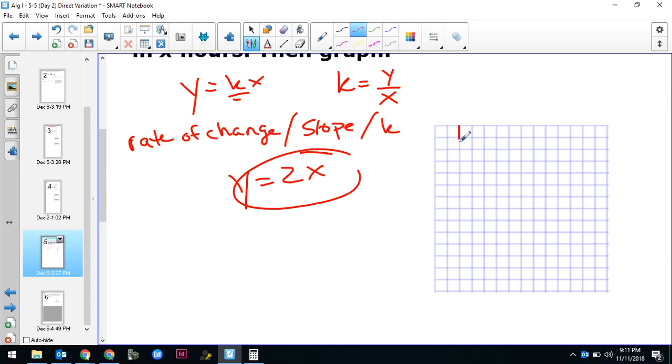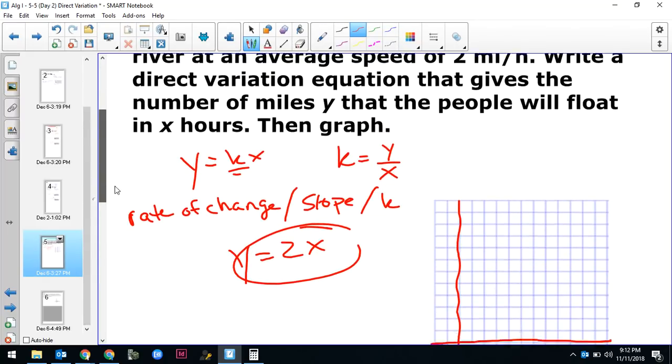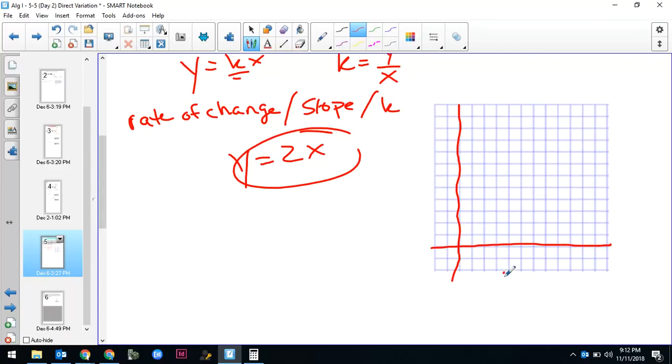Let's say here's my axes here. Ooh, wiggly line. Yikes. I'm very good with my stylus there. Okay. Now, what's my x value? My x value is time, and my y value is miles. So time in hours, and then the y value is miles.